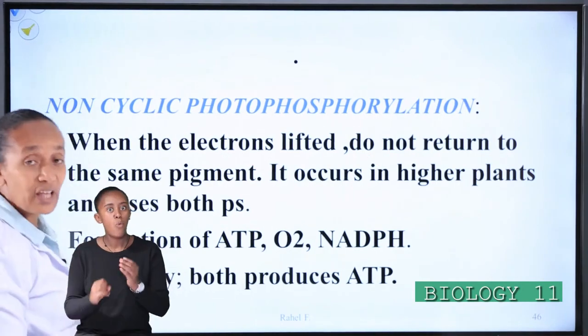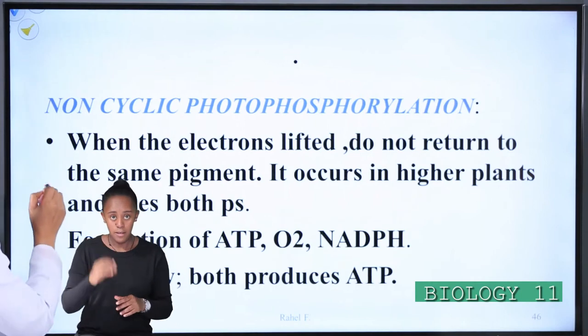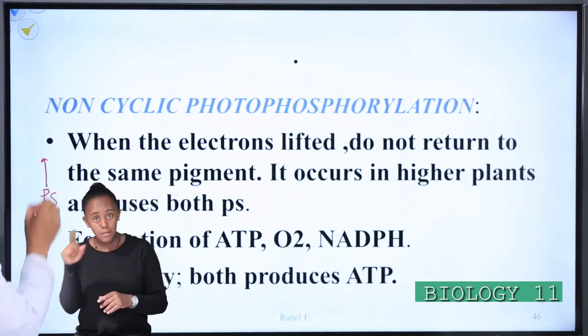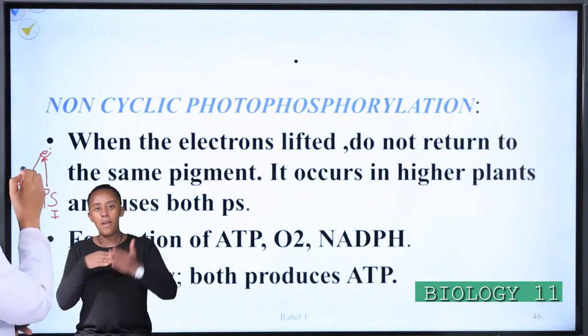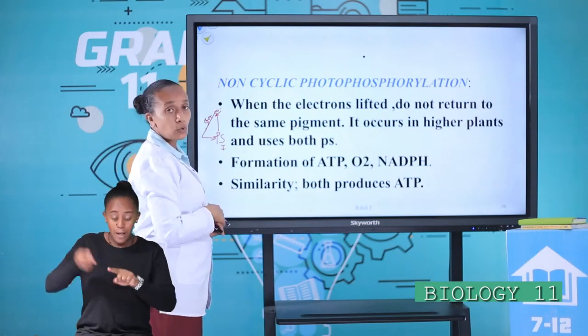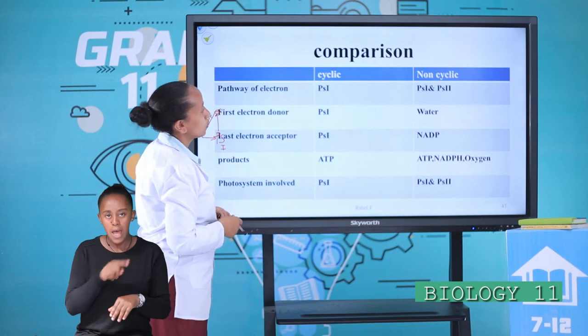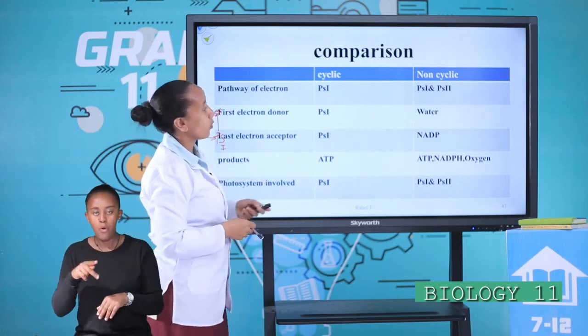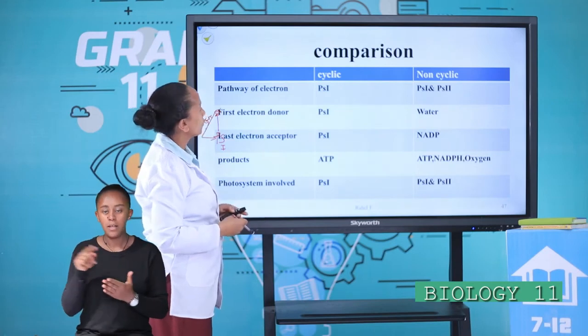But in the case of cyclic photophosphorylation, the electrons will pass from photosystem 1 to a higher energy level, and they will pass to the electron transport chain and return back to photosystem 1. That's why we call it cyclic photophosphorylation. Here you can compare the two processes, cyclic and non-cyclic photophosphorylation.